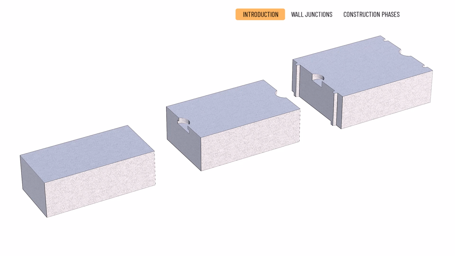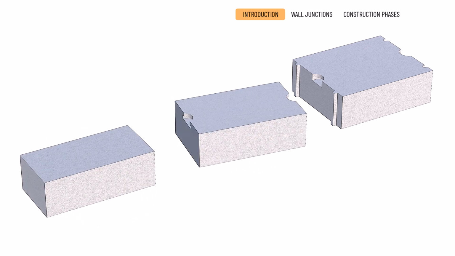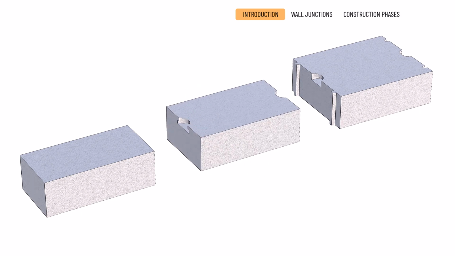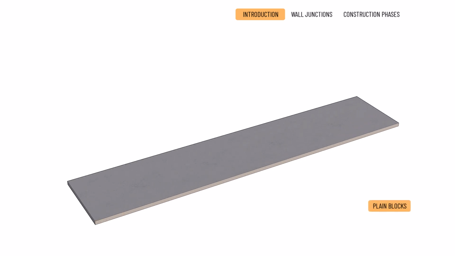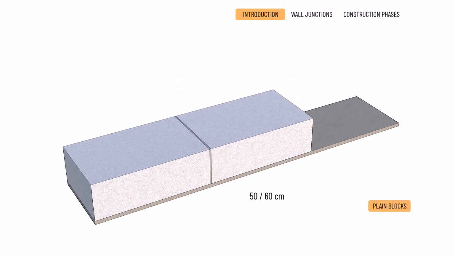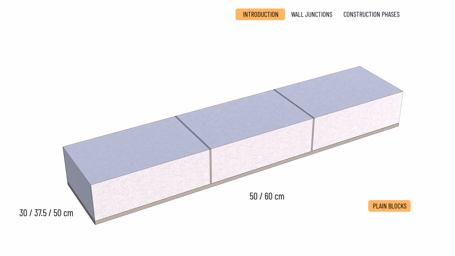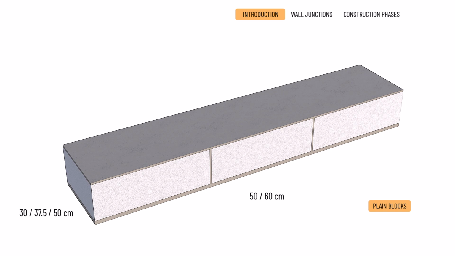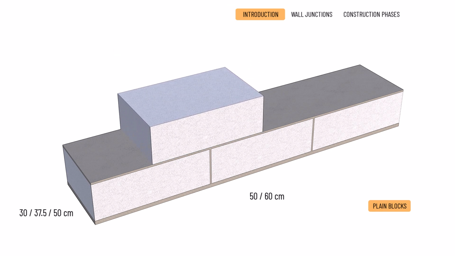Nowadays, blocks can be plain, hand grip, or tongue and groove items. The blocks are laid in a stretcher course only, with typical lengths of 50 or 60 centimeters and widths of 30, 37.5 and 50 centimeters, which determine the wall thickness.